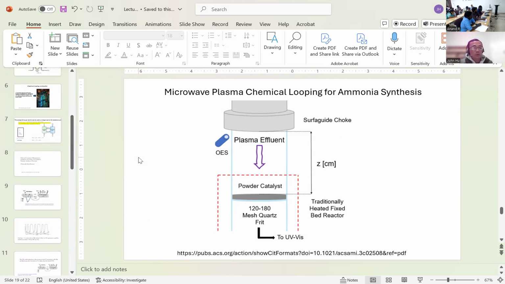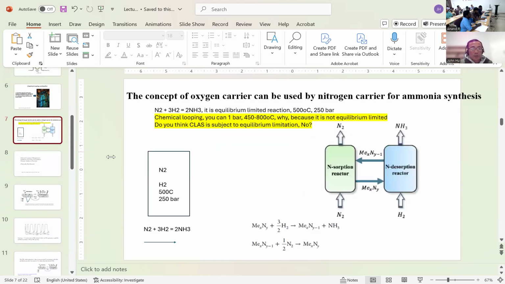That's why I spend so much time giving you background on chemical looping, because in the last session when I started, I realized some of the students had no idea about chemical looping. So I slowed down, talking about the oxygen carrier. Now I'm talking about the nitrogen carrier. But you asked a very good question about plasma. Plasma will enable this process and make it easier. But plasma will not change the concept.